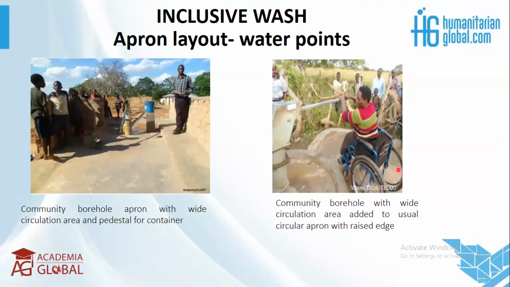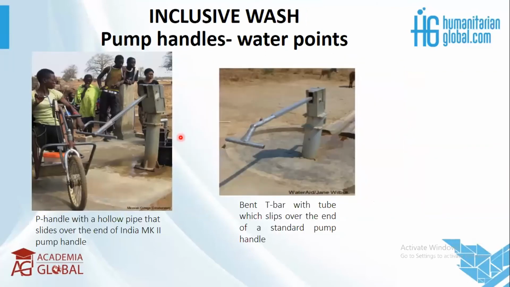So it's about how we design the apron area, or the layout of the apron, for those who are working on the water points. In terms of water points, it's also about the pumps. We all know these water pumps. Sometimes the handles are very high, and you find that even children are not able to reach them. So this is an example of a modification of a pump handle. Usually the handle is like this, but this one has been modified.